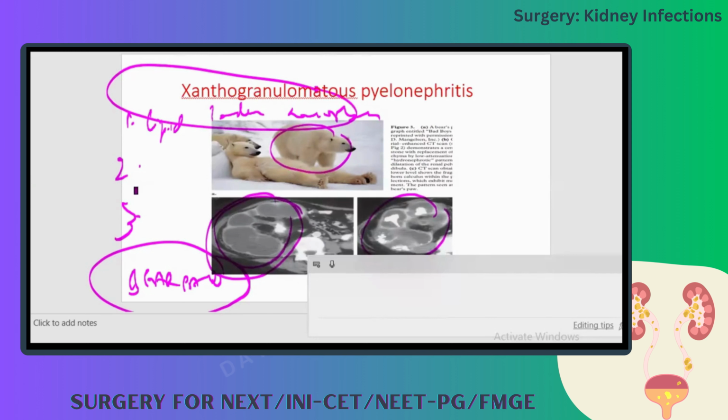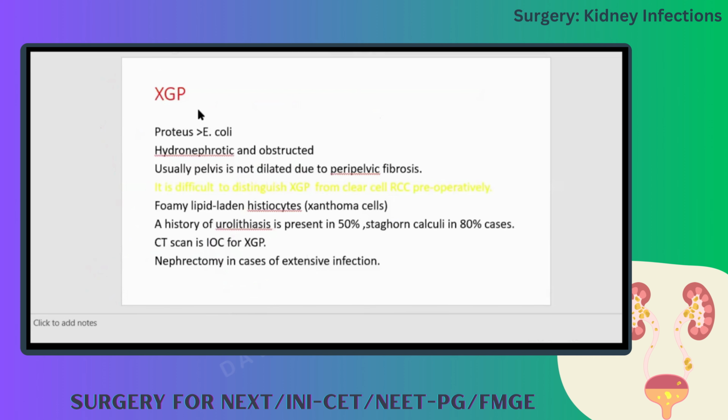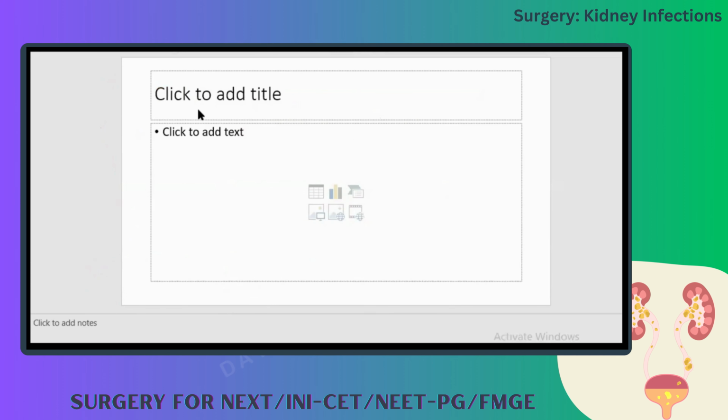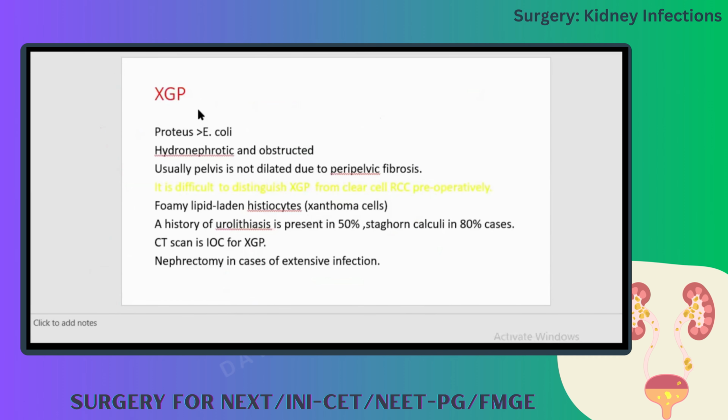Second thing, the most common organism. For EPN, E. coli. So E for E, EPN, E. coli. XGP, Proteus. Proteus vulgaris. And here, CT scan is the investigation of choice for XGP, and nephrectomy is the treatment option.